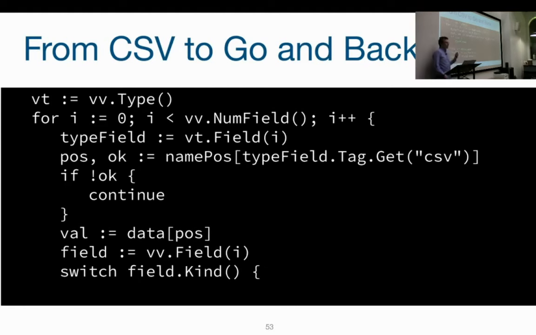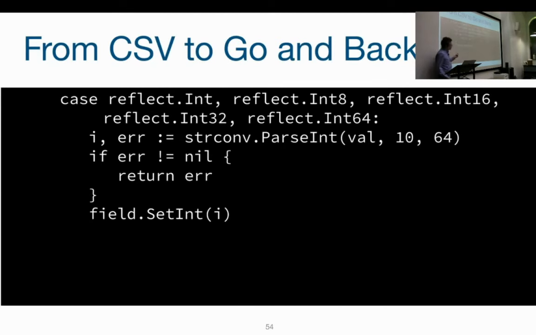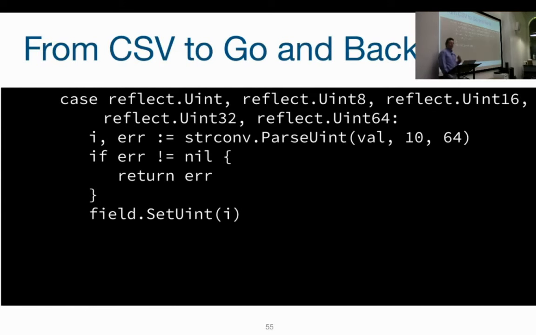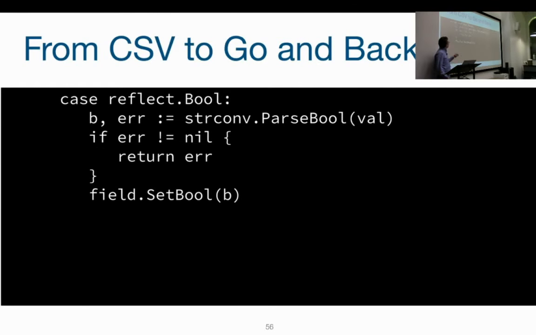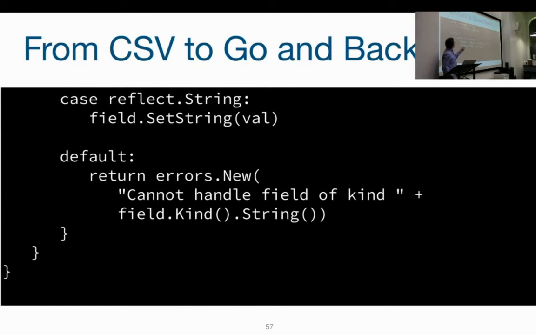And we get the kind of the value of the field, and depending on the kind, we convert the data in the column to the right format and set the value of the field. For ints, use strconv.ParseInt and do a field SetInt. And for unsigned ints, use strconv.ParseUint and do a field SetUint. And for Booleans, strconv.ParseBool and use field SetBool. And for strings, just do a SetString. It's really straightforward. For other types, in this simple example, we're just going to return back an error. And that's it. That's all you have to do to convert a single row in a CSV in Go to a struct using reflection.